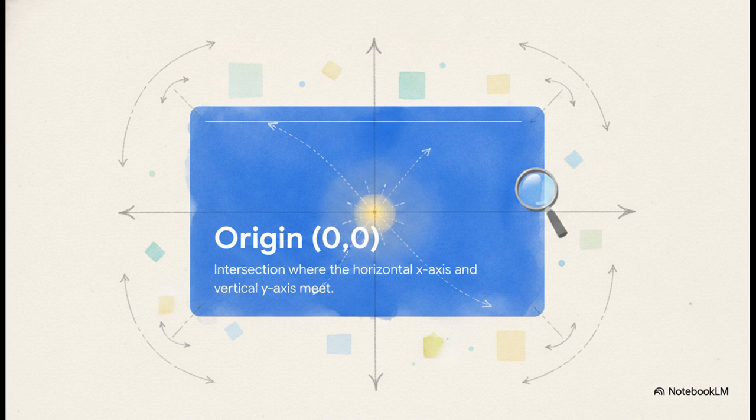In any 2D coordinate system, the horizontal x-axis and the vertical y-axis meet at a perfect right angle. That single point of intersection is called the origin, and its coordinates are exactly (0, 0). Think of this as your anchor. Every single distance in this entire 2D space is measured starting from this one singular point.